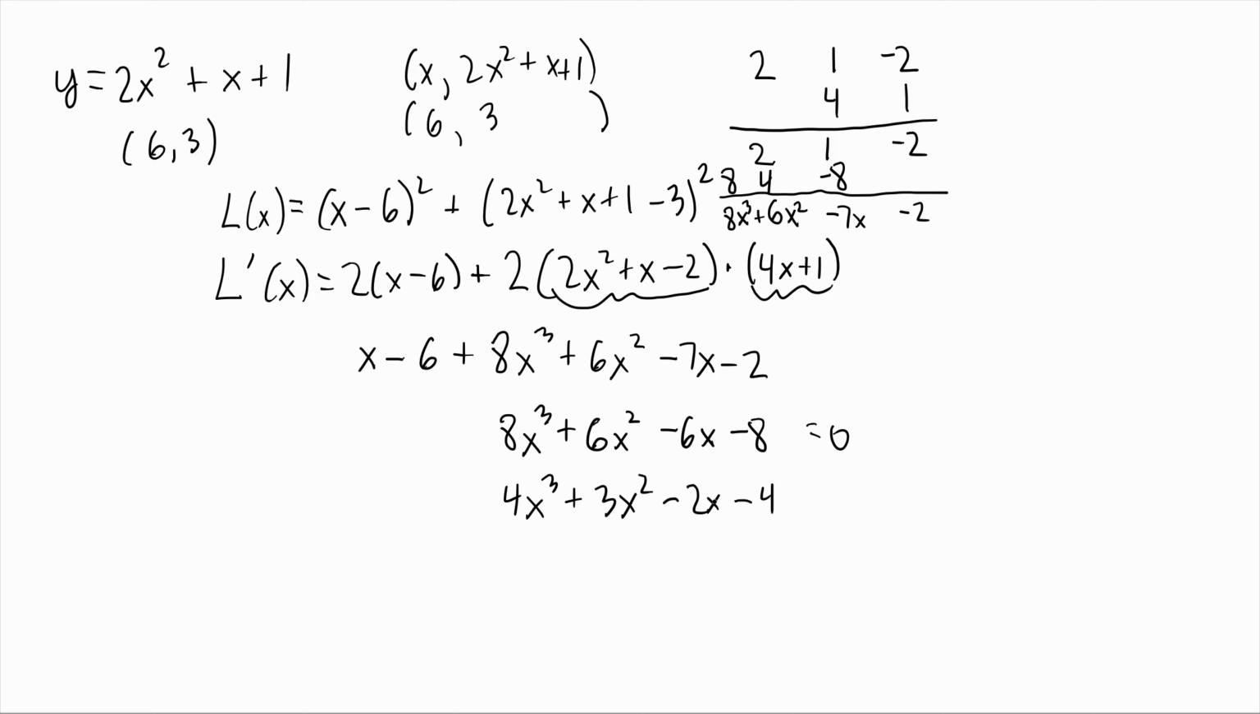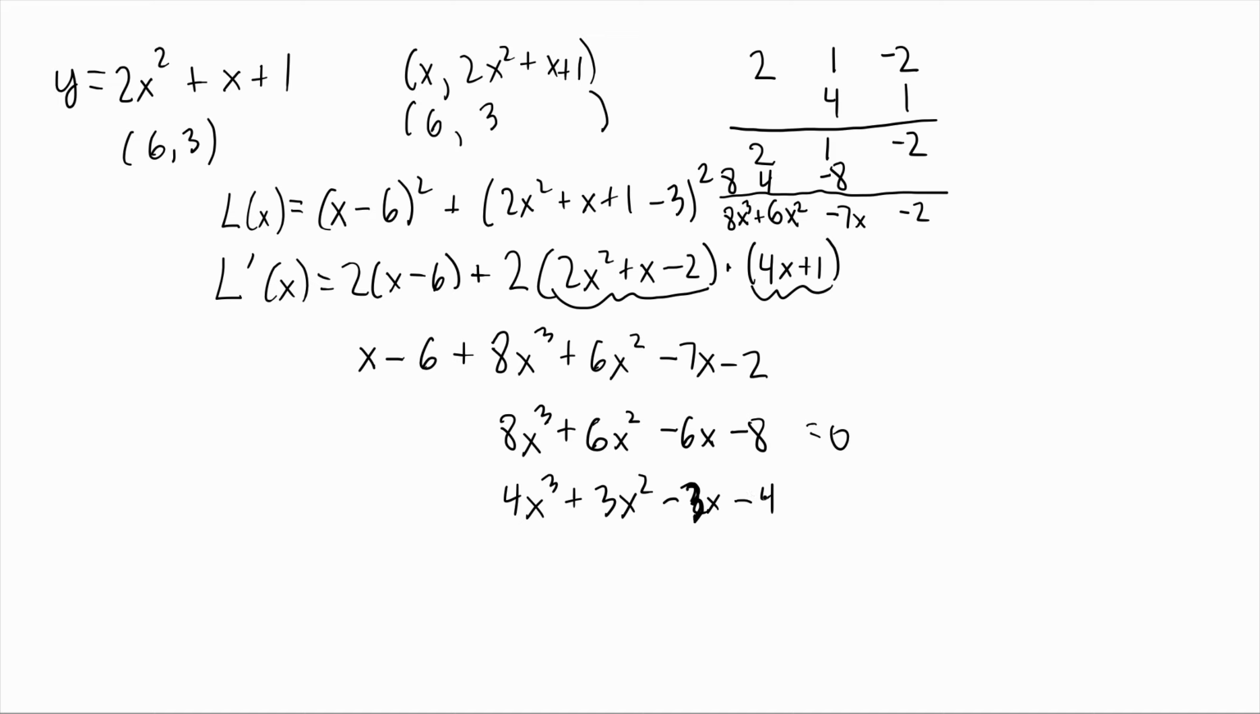Okay, let's see, is that right? Minus 3, sorry. Yeah, that's important. Okay, divide by 2, 6. Sorry about that. 6 divided by 2 is 3. So you get 4x cubed plus 3x squared minus 3x minus 4.